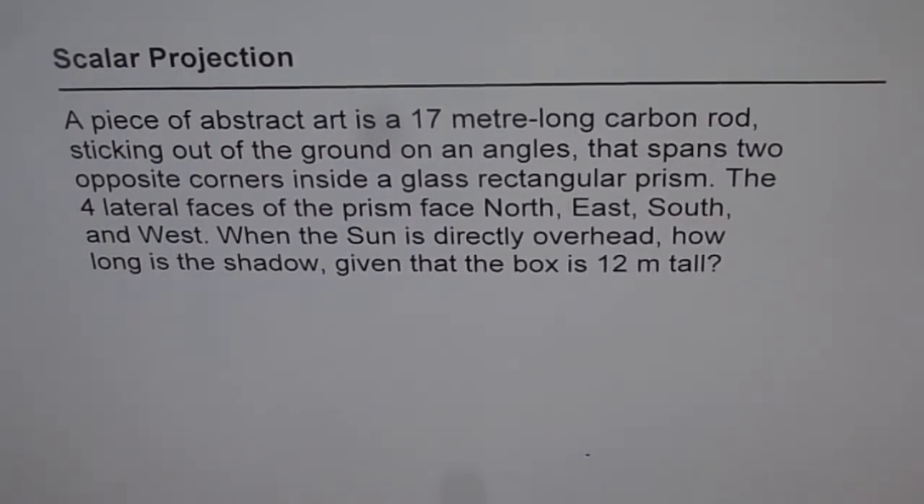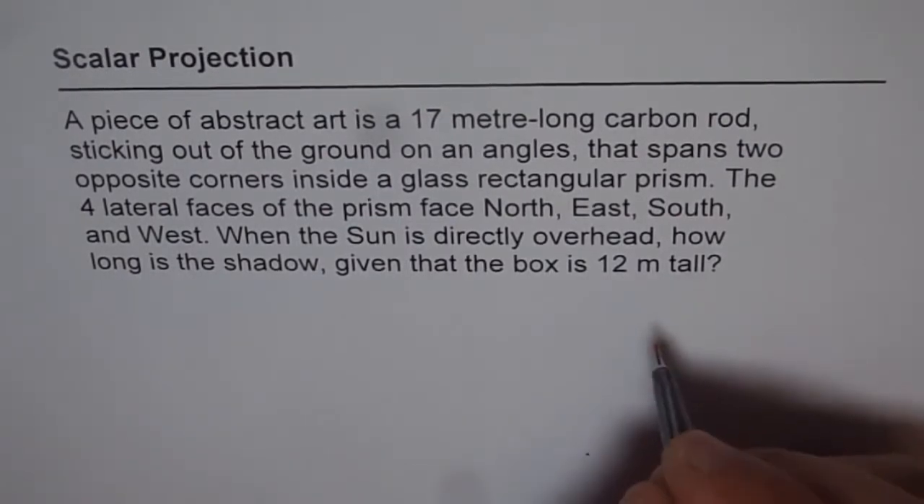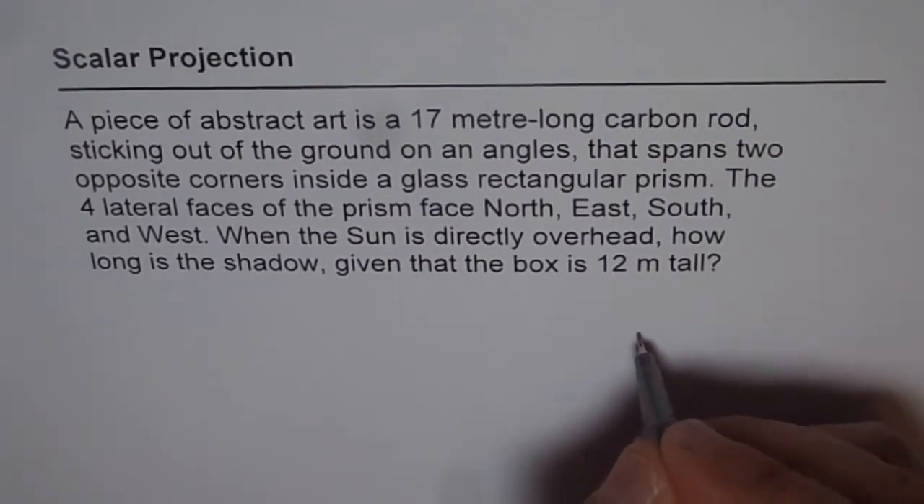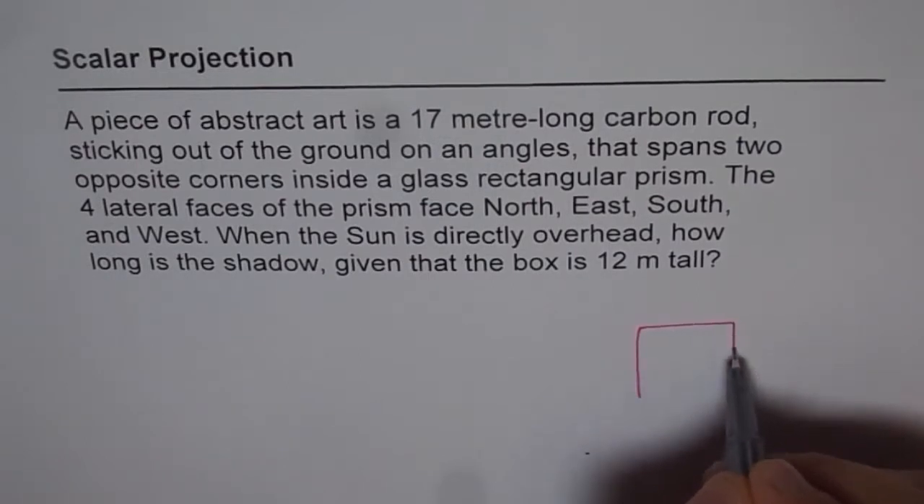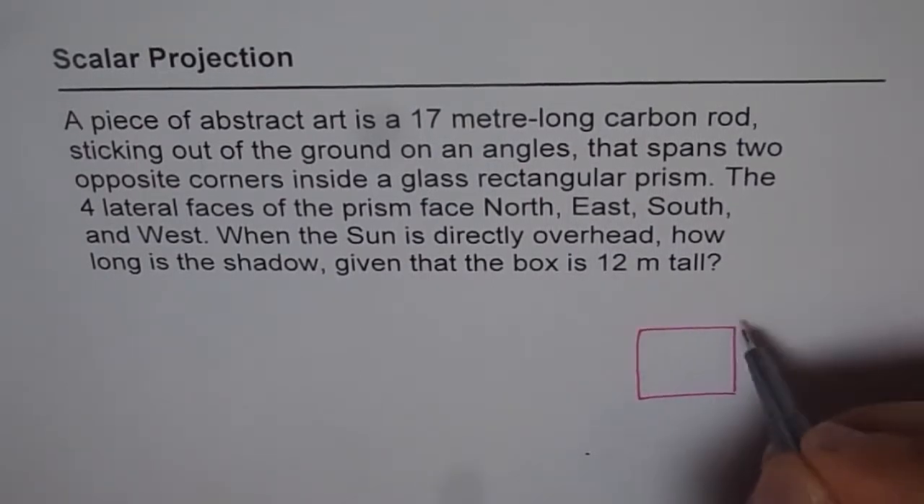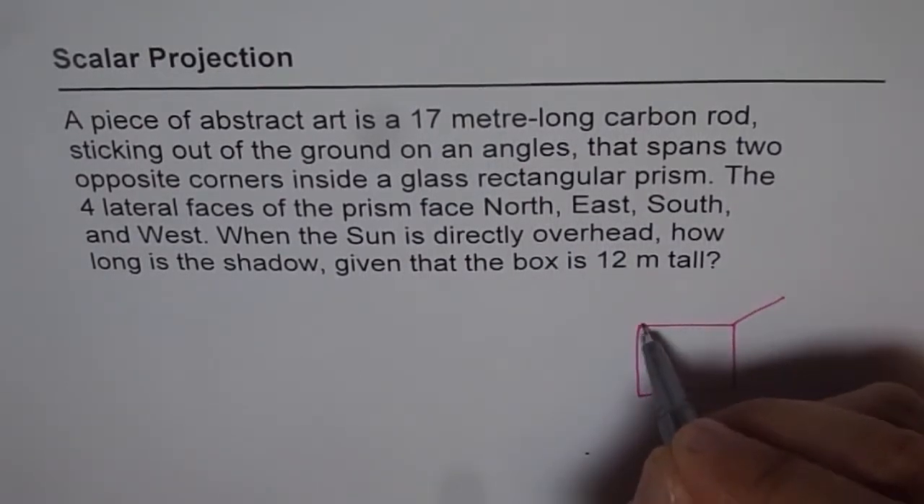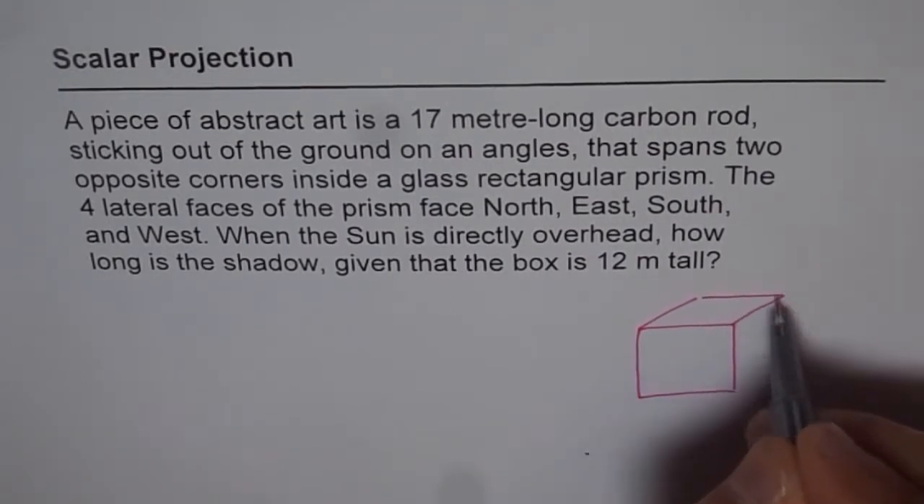That's kind of an interesting problem. So let's try to make a prism. And the sides are east, west, north, south. So we have a 3D figure here. So we'll make it along the axis. So that becomes our prism, right?